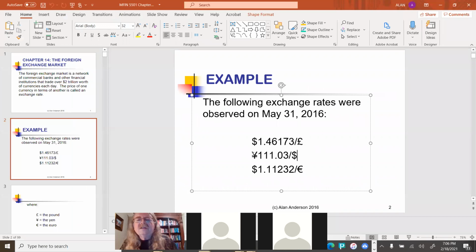And so these others now here, this one is clearly the Japanese yen, the Y with two lines through it. At this point in time, it took 111.03 yen to buy a single US dollar. And then finally, this symbol, a very new symbol, this is for the euro, which has only been around since January 1999.